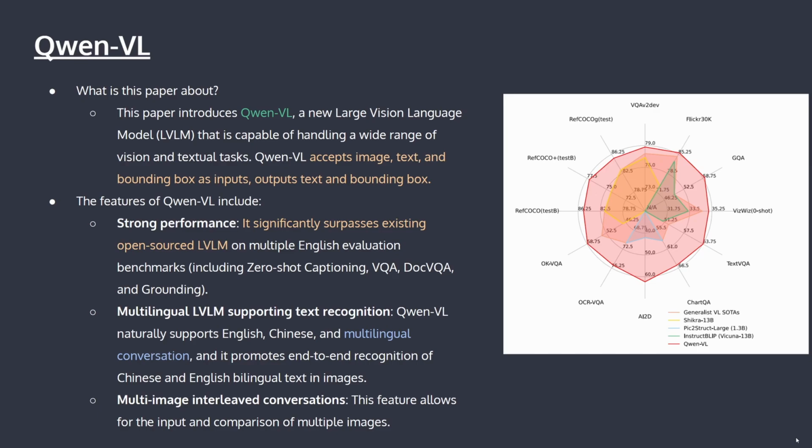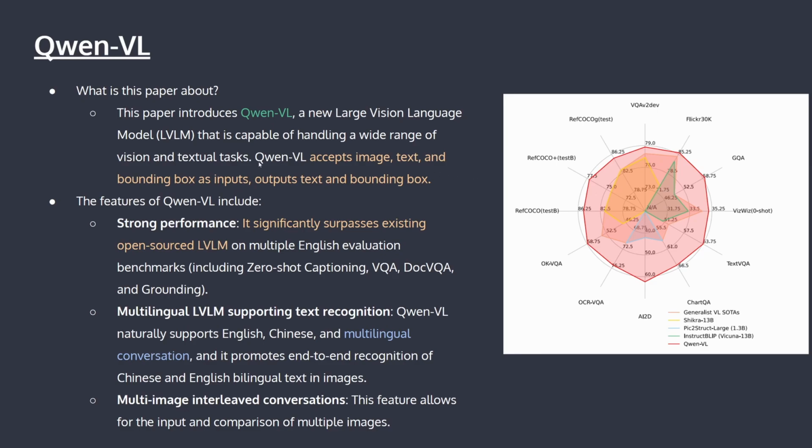The first paper is called Qwen-VL, and this paper introduces a new large vision language model, which is basically a vision language model that leverages large language models. And this model is capable of handling a wide range of vision and textual tasks. It accepts image, text, and bounding box as inputs, and it outputs text and bounding box. So most vision language models are only capable of handling text and image. And there are several models that are capable of handling bounding box, but its performance cannot be compared to Qwen-VL.